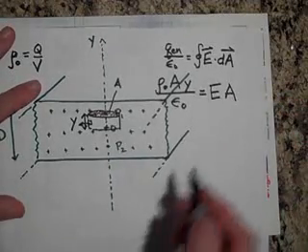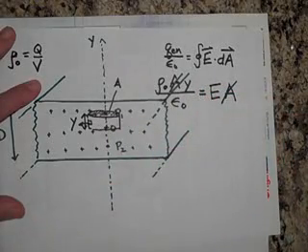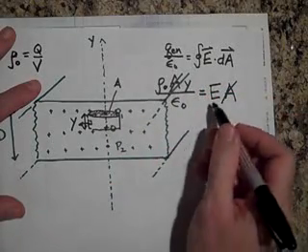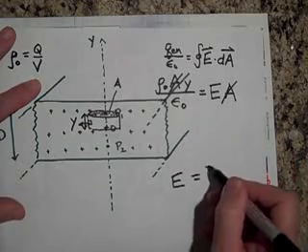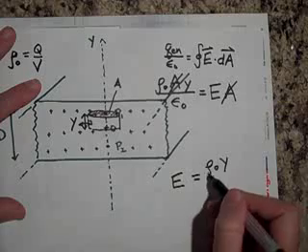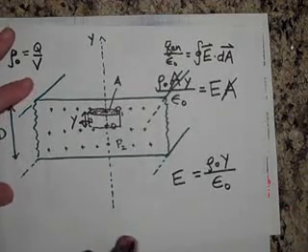So the electric field, if we cancel out the top area of this thing, is just going to be rho naught times y over epsilon naught. That's what that's equal to.